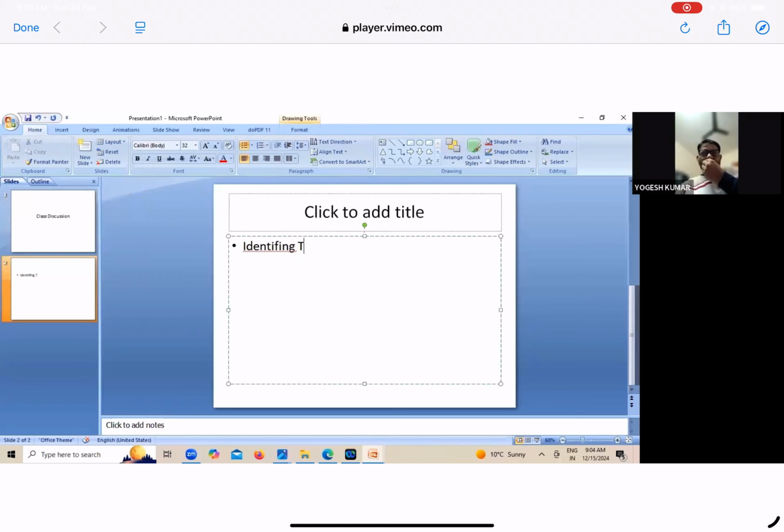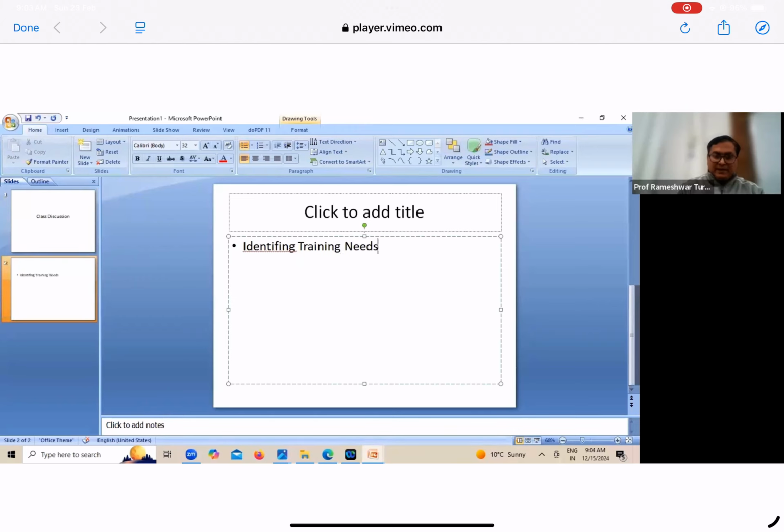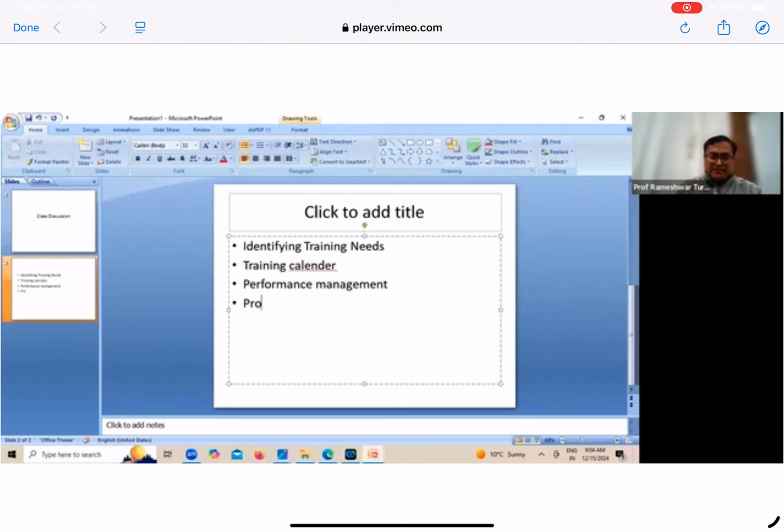Identifying the training needs. Training calendar. Performance management system. Process of implementing any training, managing whole training programs.